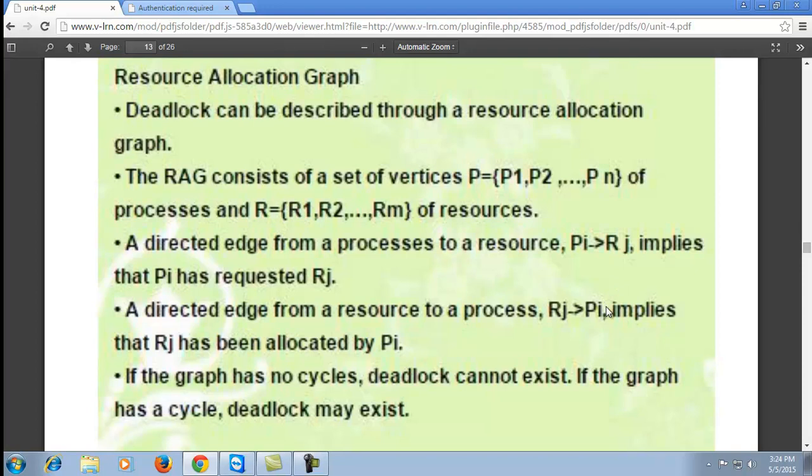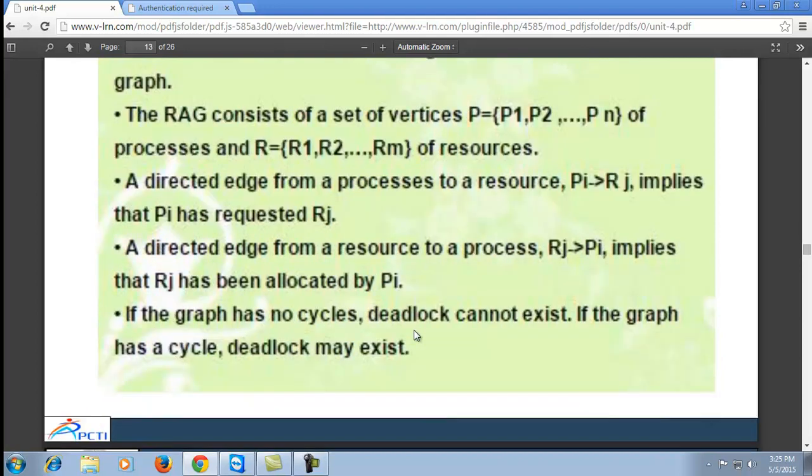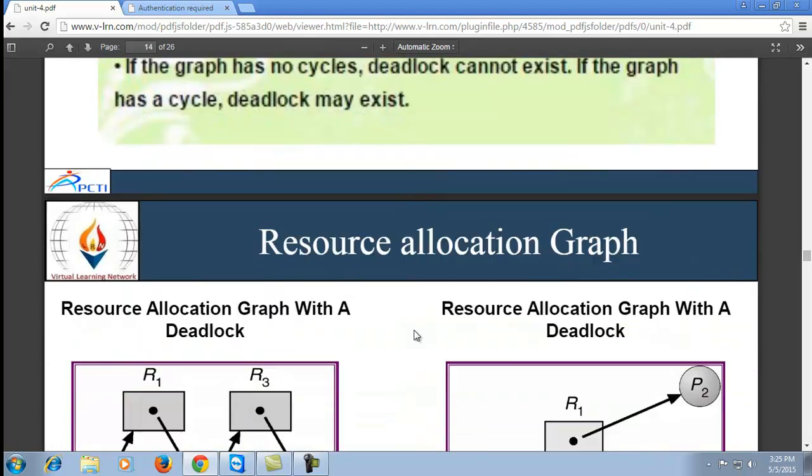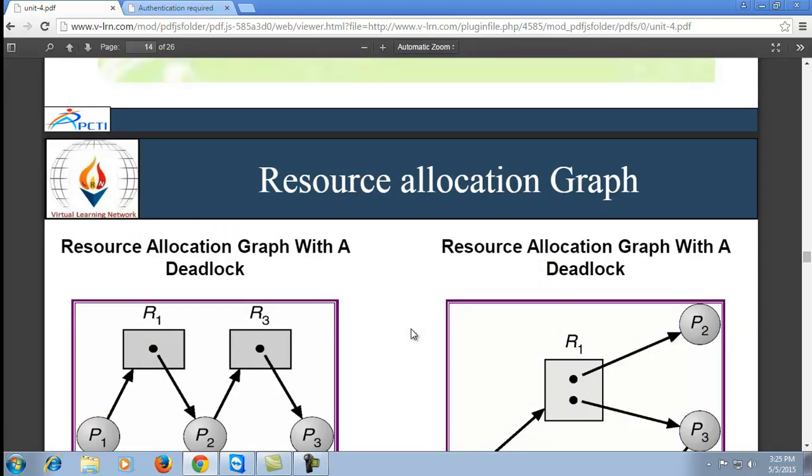If Pi implies Rj, it means process Pi is requesting resource Rj. If the graph has no cycle, deadlock cannot exist. If the graph has a cycle, deadlock may exist in the system. So this is the graphical notation of the resource allocation graph.